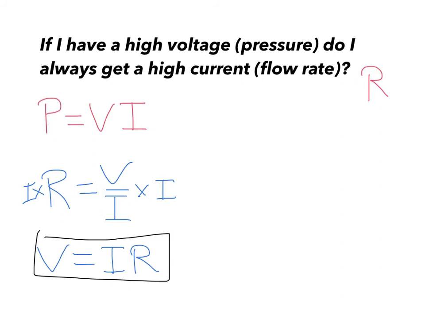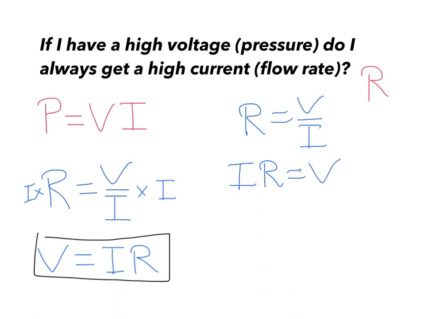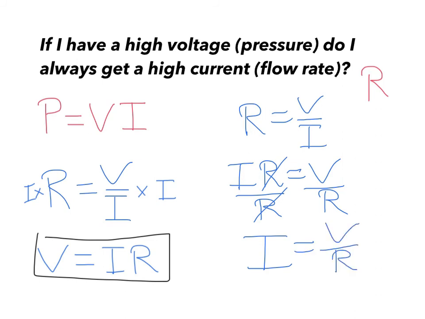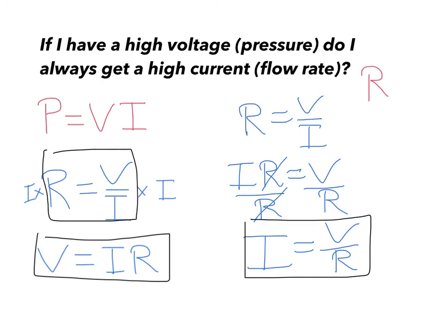If I want to solve Ohm's law for I, then I would start with this, multiply both sides by I again, and then divide both sides by R, and I would be left with I equals V over R. So the point of this is that Ohm's law can be written in three different ways that I can use to substitute in here to get different versions of this formula that have resistance in it. Let's see how.